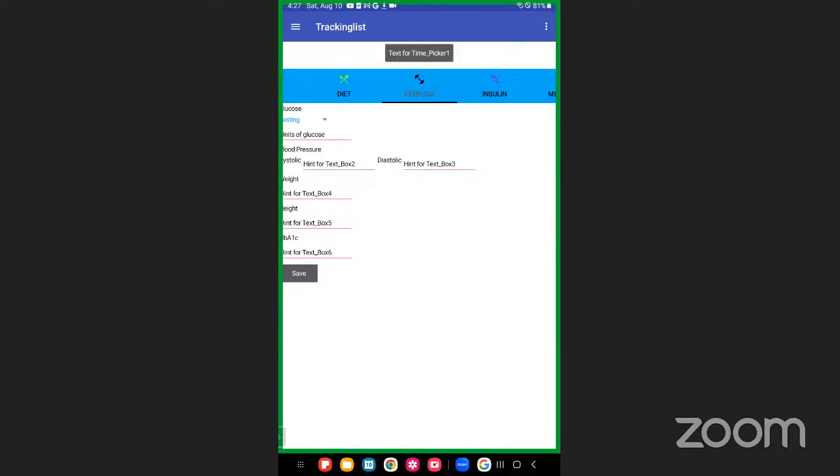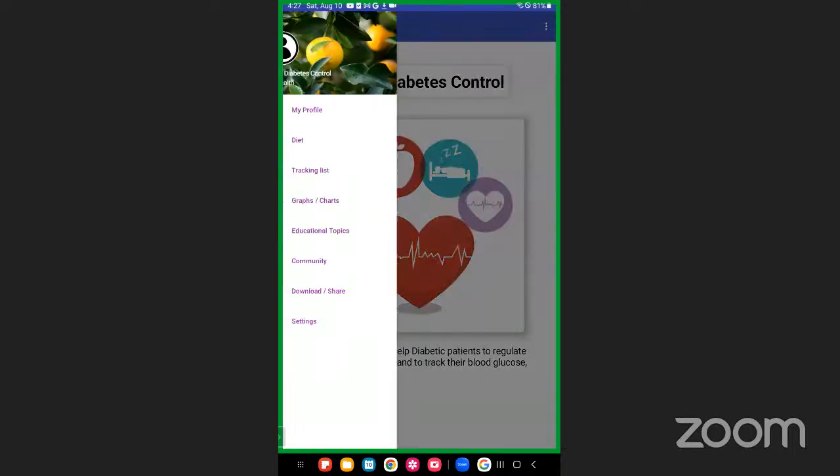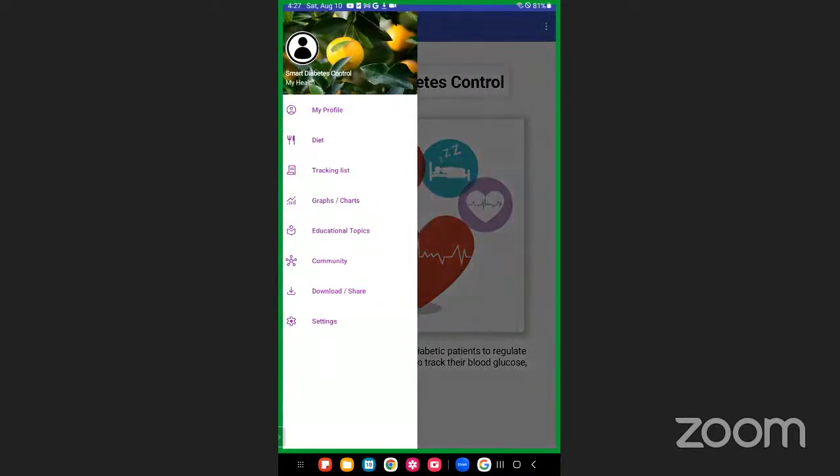I will go back, and we see that we have charts and graphs. One fellow is working on this, but he still hasn't finished it. So we want to make the charts to monitor the progress in the tracking list.